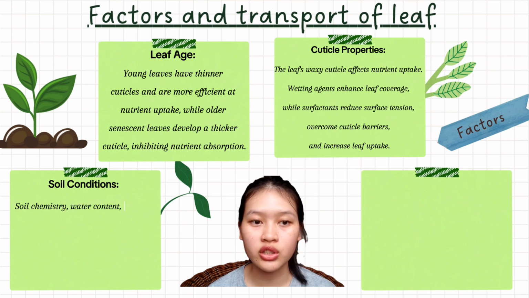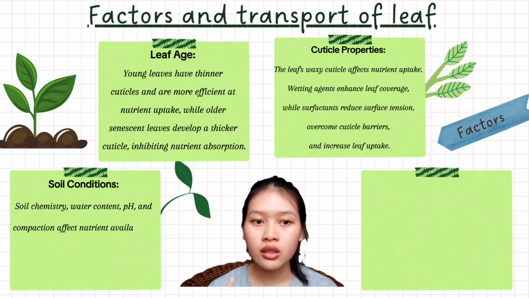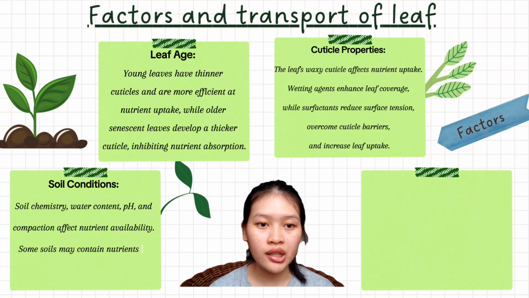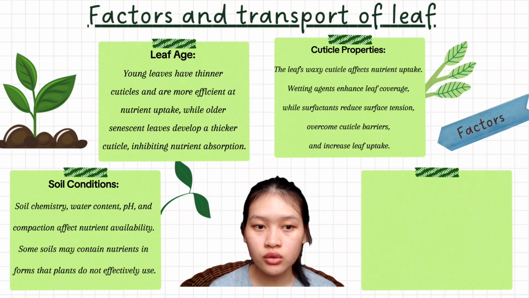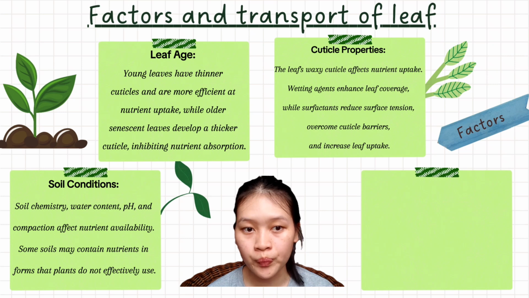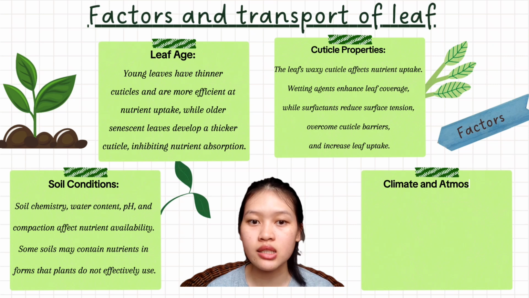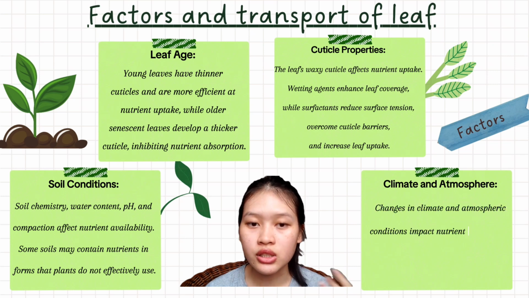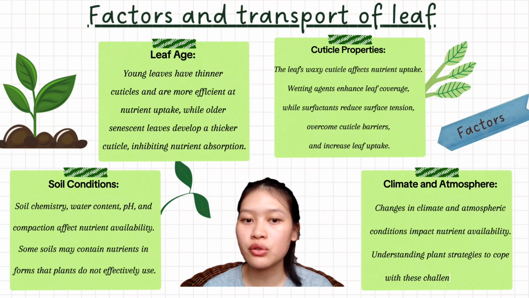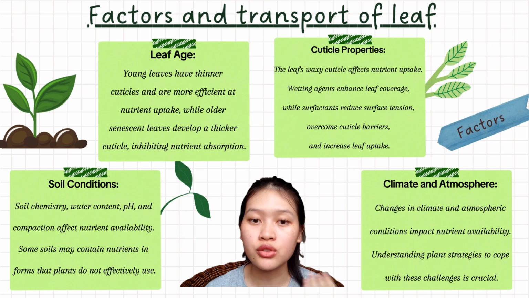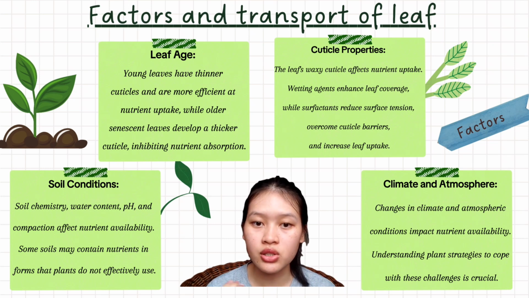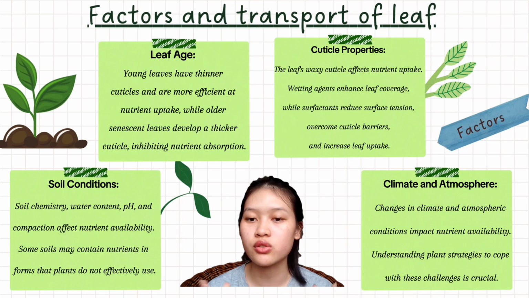Third is soil condition. Soil chemistry, water content, pH, and compaction affect nutrient availability. Some soil may contain nutrients in a form that plants do not effectively use. The last is climate and atmosphere. Changes in climate and atmospheric conditions can impact nutrient availability. We need to understand the plant strategy to cope with this challenge clearly.